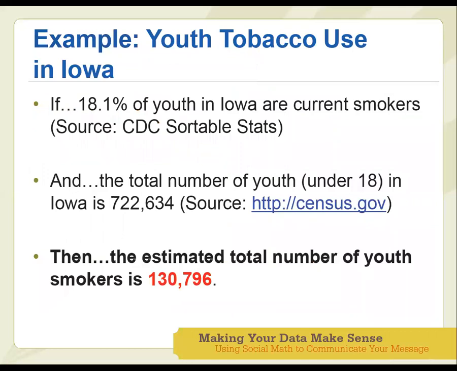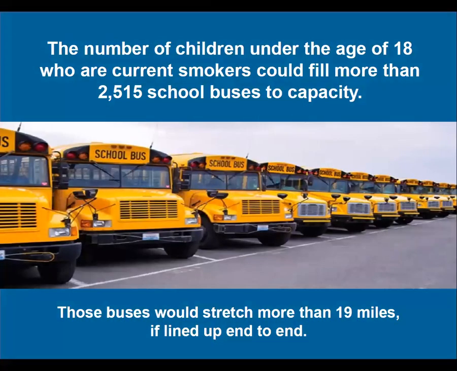Here's another example. Youth tobacco use in Iowa. If 18.1% of youth in Iowa are current smokers and the total number of youth in Iowa is 722,634, then the estimated total number of youth smokers is 130,796. So again, that's 0.181 times the 722,000, and you get the 130,796. So the social math equation is the number of children under the age of 18 who are current smokers could fill more than 2,515 school buses to capacity. Those buses would stretch more than 19 miles if lined up end to end.